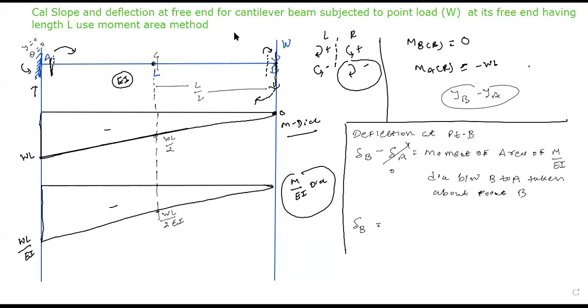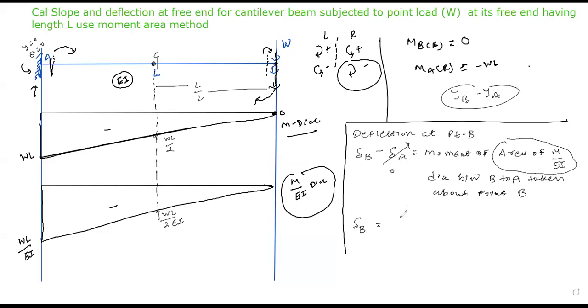How it will come. Everyone listen carefully first. What exactly we need to do? First of all, understand this. Moment of area of M by EI diagram. So you need to first of all calculate the area of M by EI diagram. Everybody with me? Yes or no? Write down in chat box. The moment is taken later. To take the moment, you first need to find the area. Yes or no? Please confirm me.